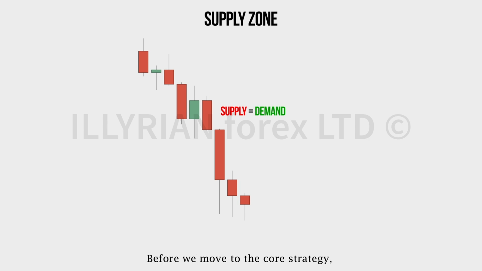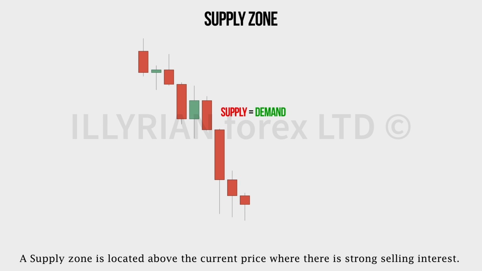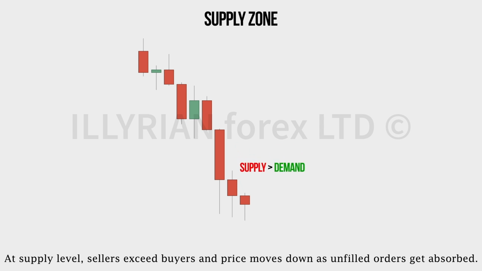Before we move to the core strategy, we need to define supply and demand zones and understand how prices move on the chart. Supply zones. A supply zone is located above the current price where there is strong selling interest. At supply level, sellers exceed buyers and price moves down as unfilled orders get absorbed.